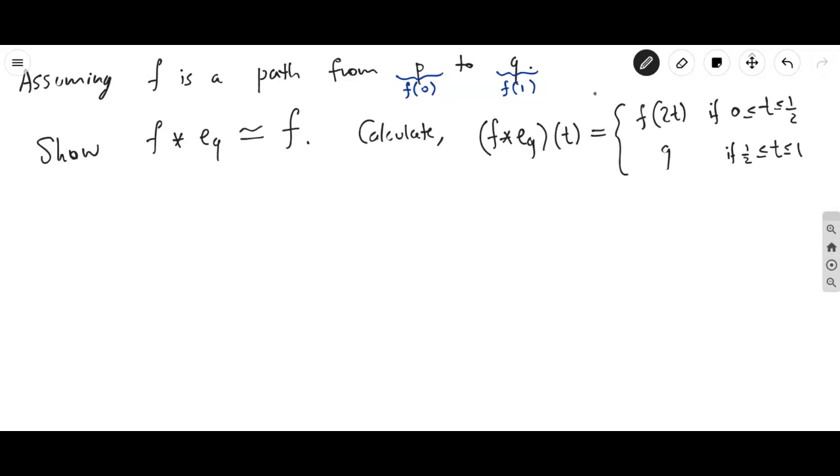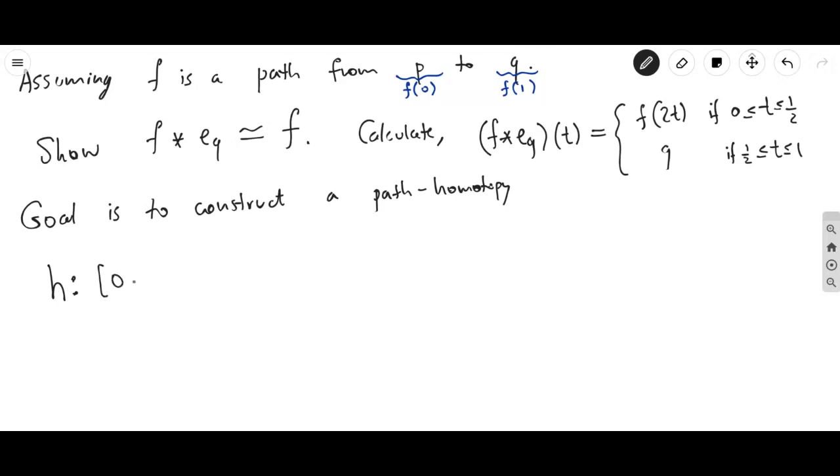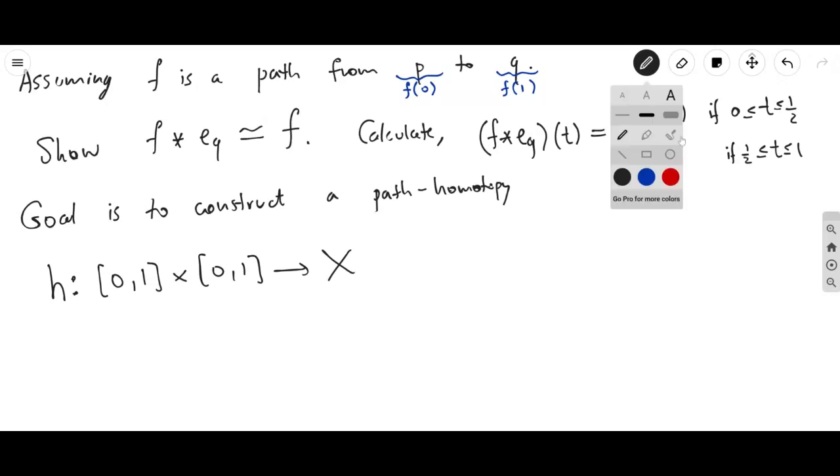So now what do we want to do? The goal is to construct... So what's the goal? We want to show that they're homotopic, path homotopic. If they're homotopic, then there exists a path homotopy. So the goal is to construct a path homotopy. Let's call it H, and this is going to go from [0,1] cross [0,1] into our topological space X. We think of the first one as representing time along the path, and we think of the second component as representing the interpolation parameter.